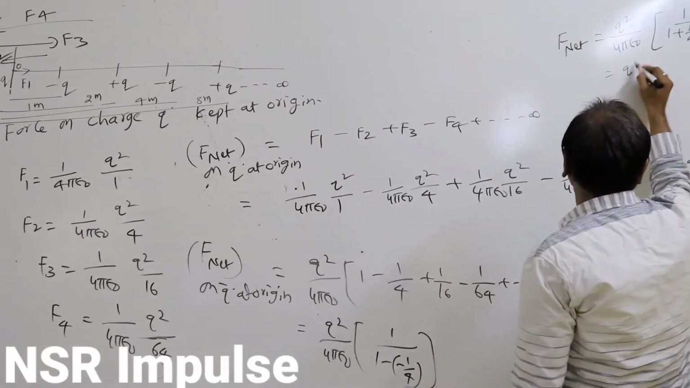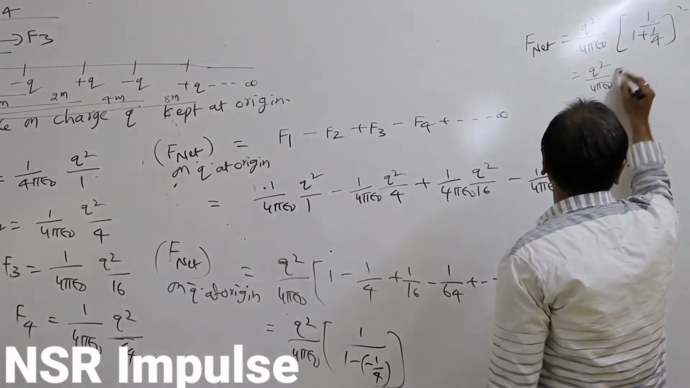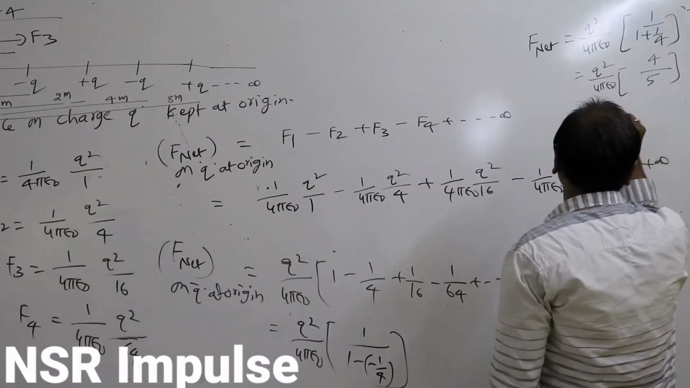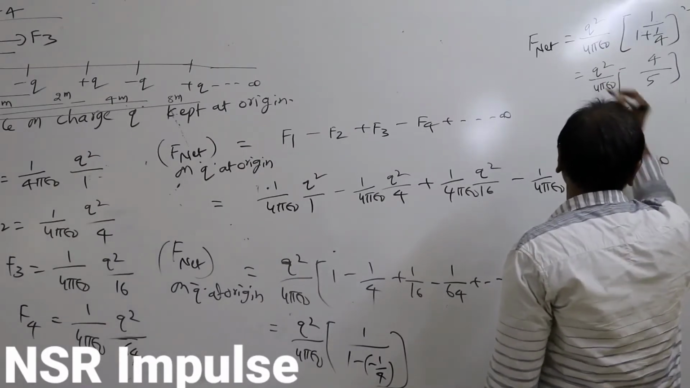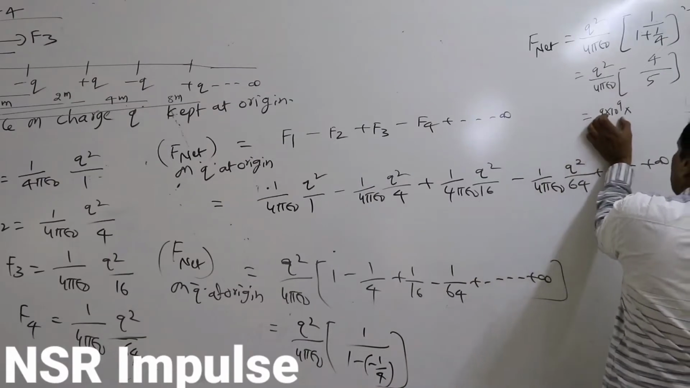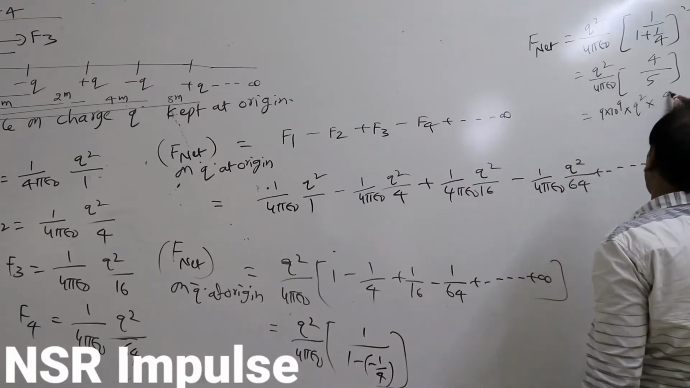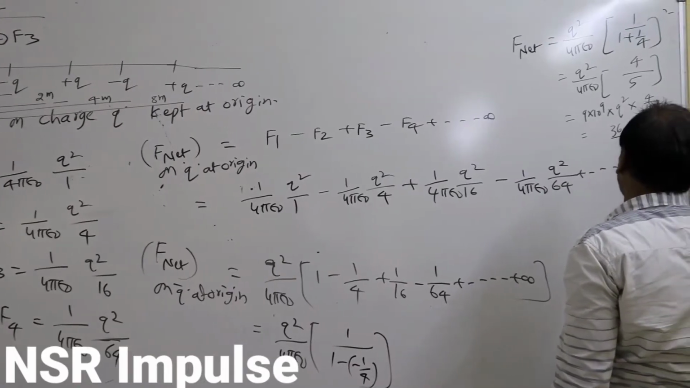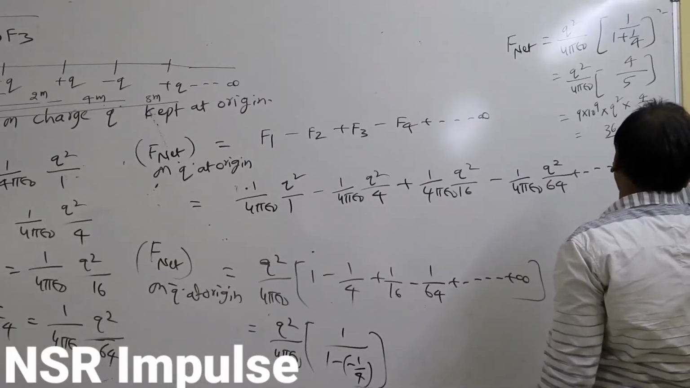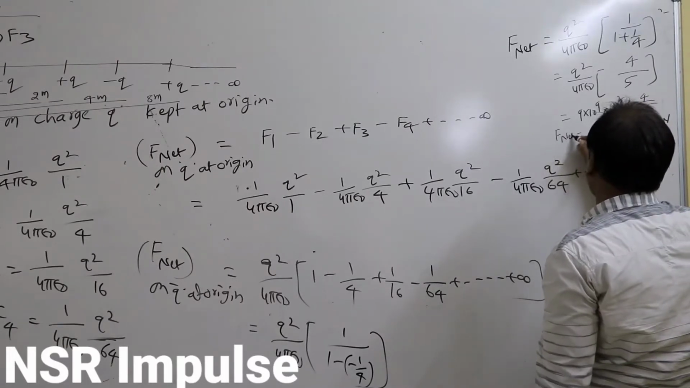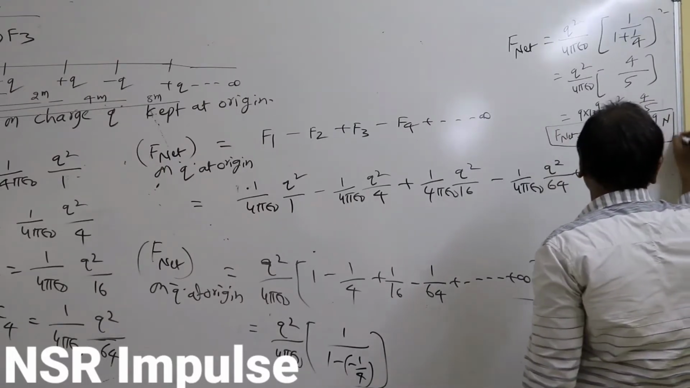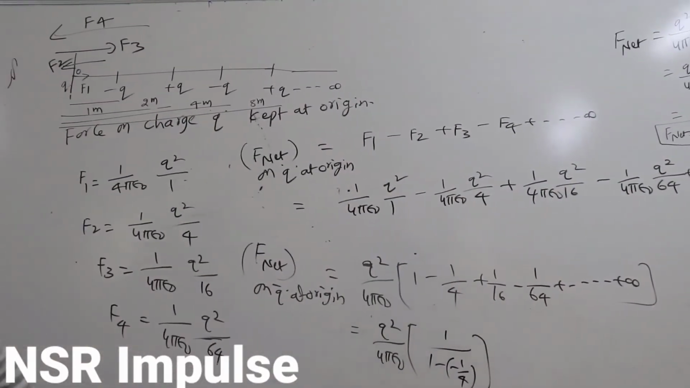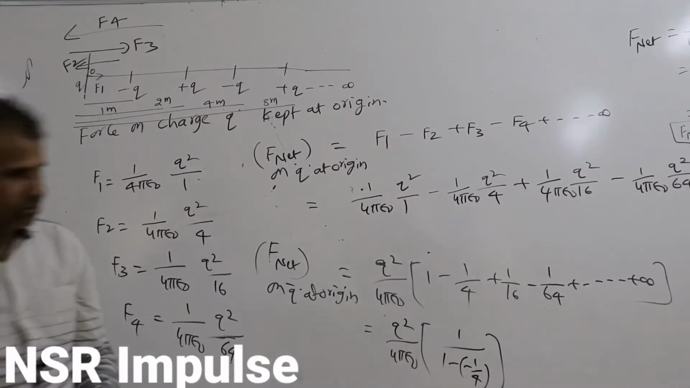So this is equal to q square by 4 pi epsilon naught, 4 by 5. 1 by 4 pi epsilon naught value is 9 into 10 power 9, so q square into 9 into 10 power 9 into 4 by 5, that is 36 by 5 q square into 10 power 9 Newton. This is the net force acting on that particular charge.